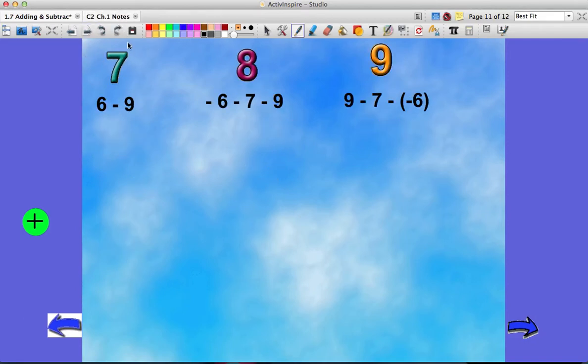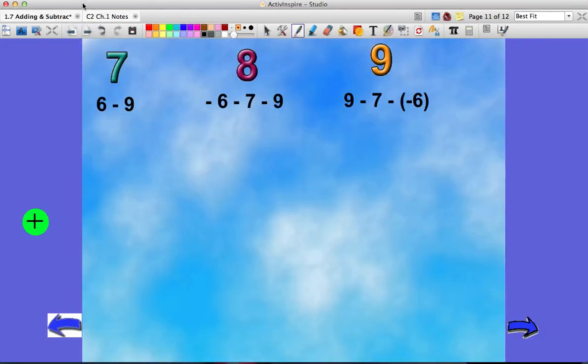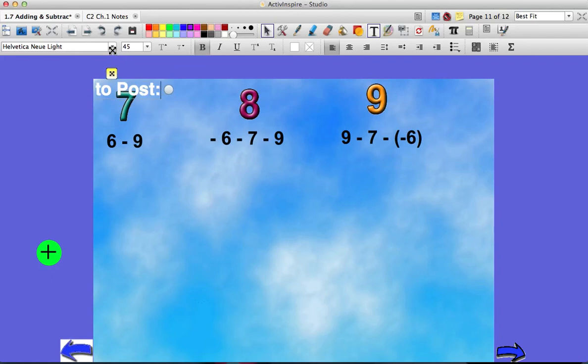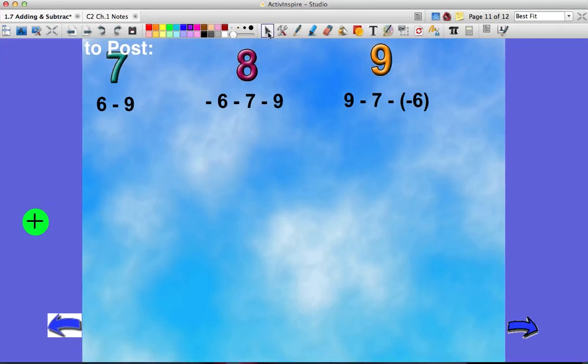Alright, so then the last thing I would like you to do is I'd like you to solve these 3 problems on your own. And this is what I want you to post to Edmodo, these 3 questions. So you are posting the answers to 7, 8, and 9. As always, if you have any questions, be sure to post them to Edmodo so we can go over them in class tomorrow.